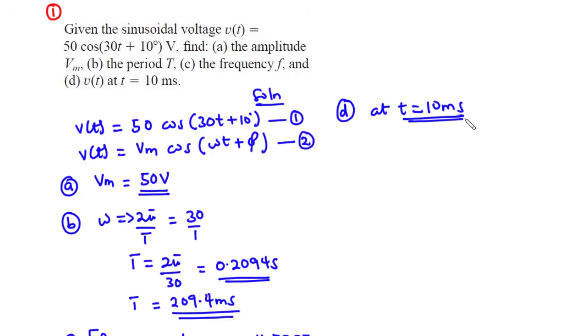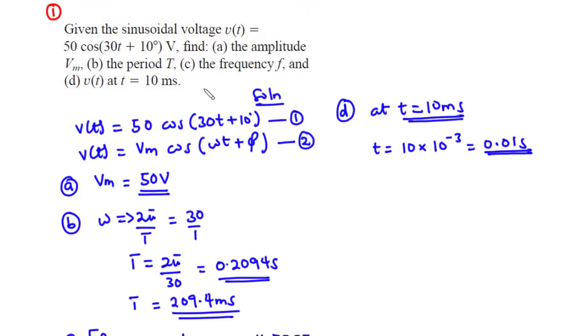So what we need to do at first is to convert t from milliseconds to seconds. Now milliseconds means that we are going to multiply by 10 to the power negative 3. Therefore, if we have 10 milliseconds, then that is basically t equals 10 times 10 to the power negative 3, and that is equal to 0.01 seconds. So this is the equivalent value in seconds.